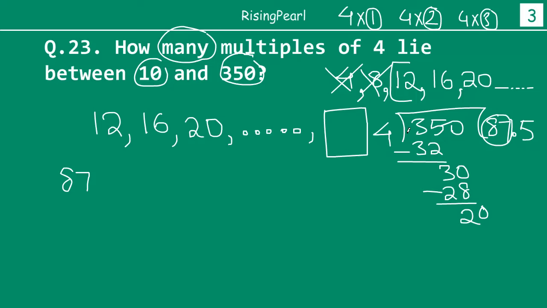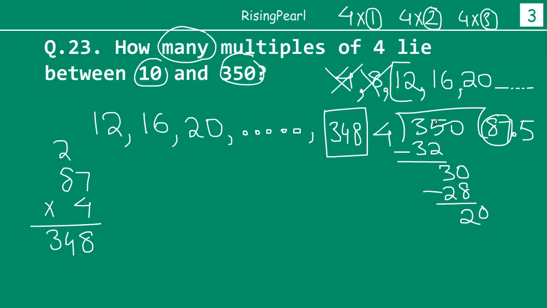Right? So in order for us to find out the immediate number smaller than 350, which is yet a multiple of 4, we will multiply 87 times 4 to find that out. So if we do that, this will be 28, 2, 32, 34. So clearly this number is 348.